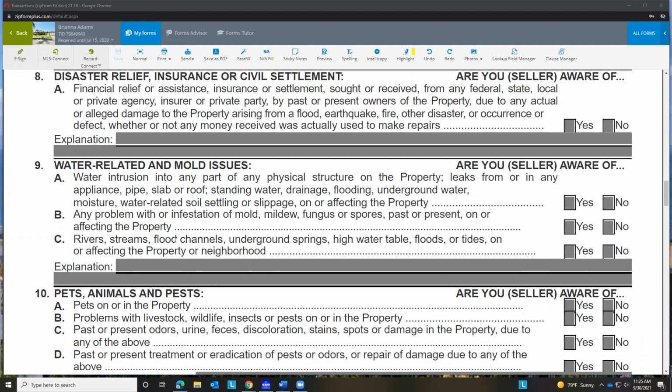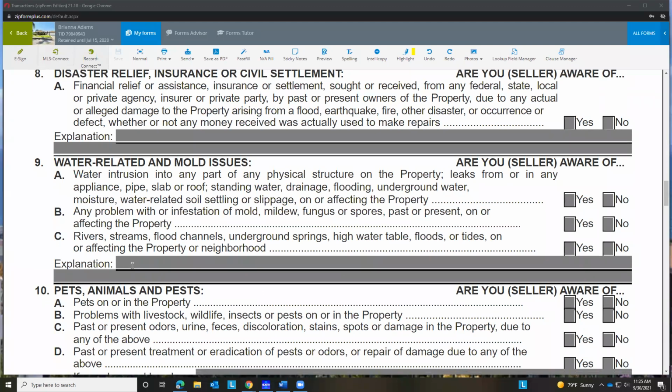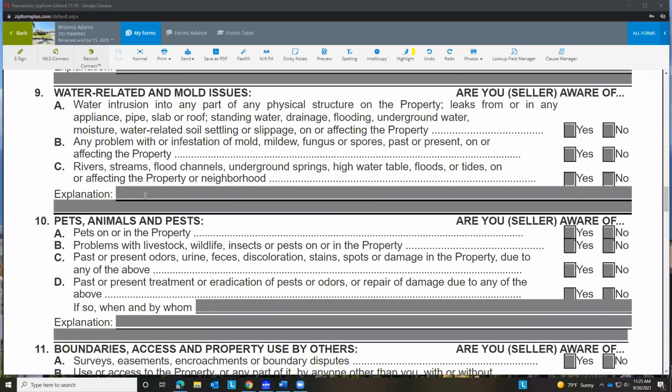Rivers, streams, flood channels, underground springs, high water table, floods or tides on or affecting the property or neighborhood. Yes or no. I know some of those houses on the north side of the pier, I think it's the south side of the pier in Seal Beach, they had a problem a while back with the water coming all the way up to the seawall. So that would be a yes.